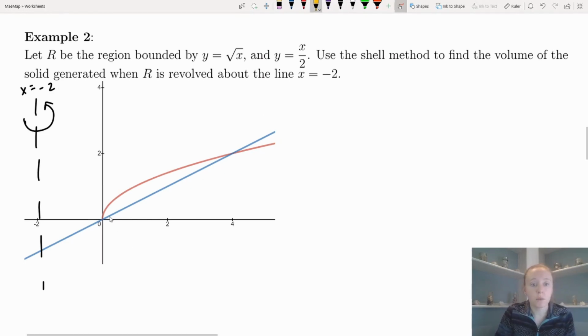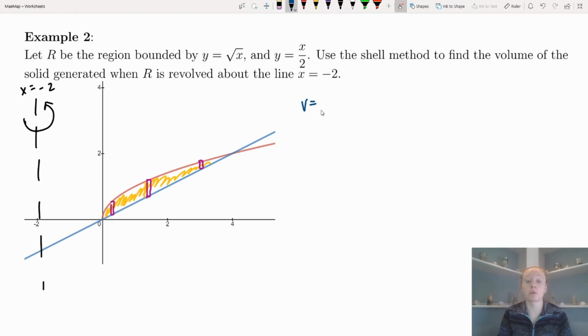Our region was between these two curves, which I'll shade in yellow. Now, if we were doing the disk method, we would want our rectangles drawn horizontally so that we get that flat disk when revolved around. However, we're doing the shell method. It says to find the volume using that shell method, so we need to draw our rectangles vertically so that we form those shells to then integrate. So I'll go ahead and draw a few of my rectangles.